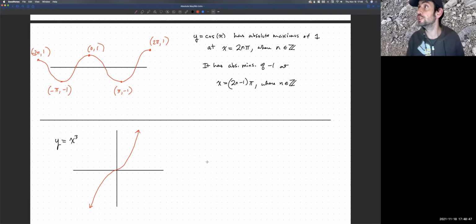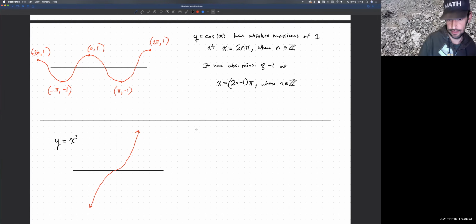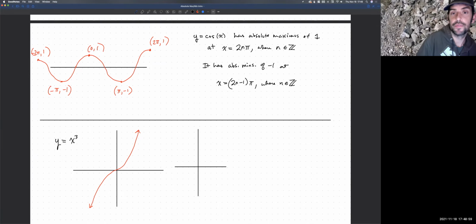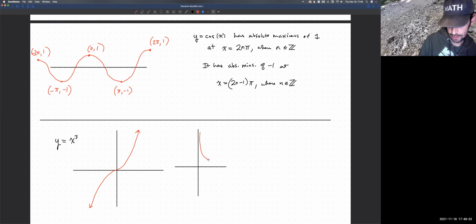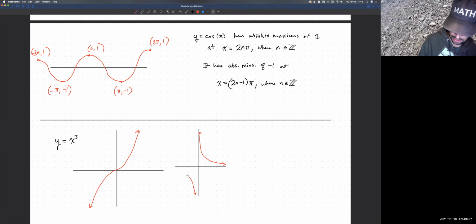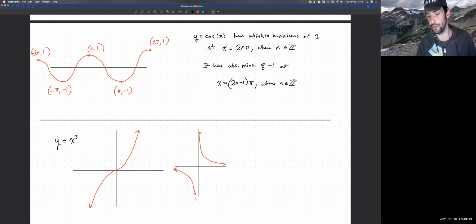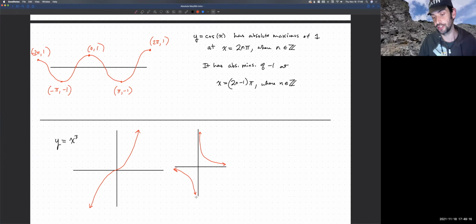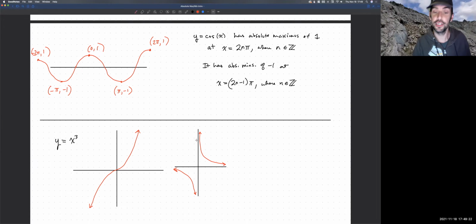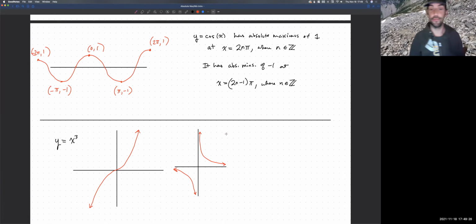Or you might have a function, let's say something like this. Like 1 over x. Right? It doesn't have a minimum because it just keeps going down to the negative. We've got this asymptote, and it goes as far down negative as we want on the left as we approach 0 from the left, and it goes as far up towards infinity as we approach 0 from the right. And so there's no max or no min.